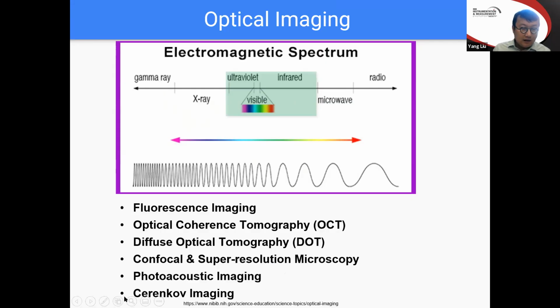The latter two are hybrid modalities. Photoacoustic imaging is half-wave ultrasound. Cherenkov imaging is optical detection of radiation. So for today's talk, we're going to focus on fluorescence imaging, which is widely used for clinical functional assessment.